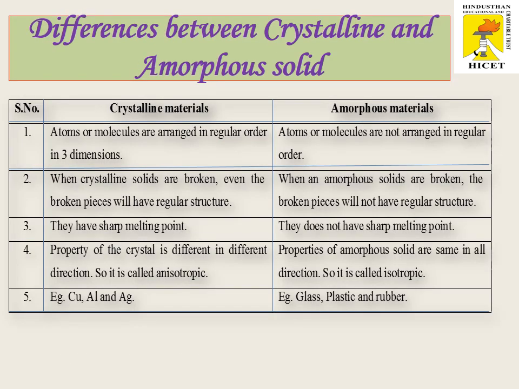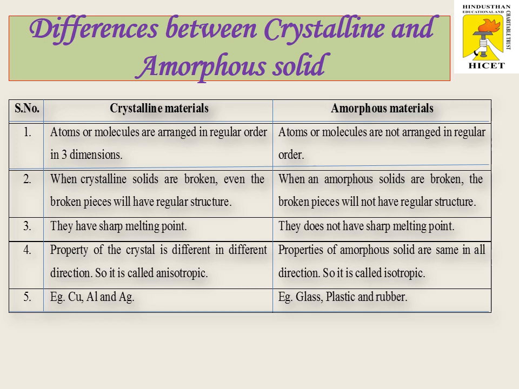Now, let me discuss the difference between crystalline solids and amorphous solids. If the atoms or molecules are arranged in a regular order in 3 dimensions, then we call that a crystalline solid. Whereas, if the atoms or molecules are not arranged in regular order, then we call that an amorphous solid. When crystalline solids are broken, even the broken pieces will have a regular structure. But when amorphous solids are broken, the broken pieces will not have a regular structure.